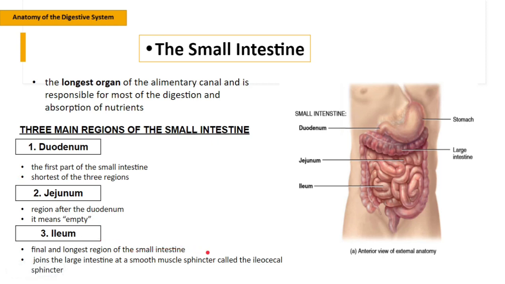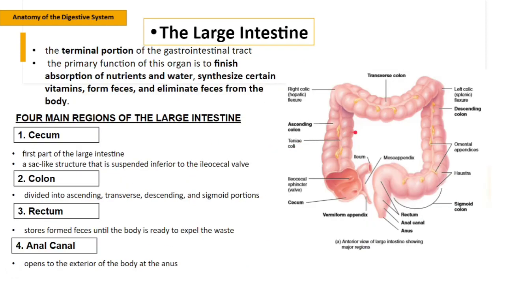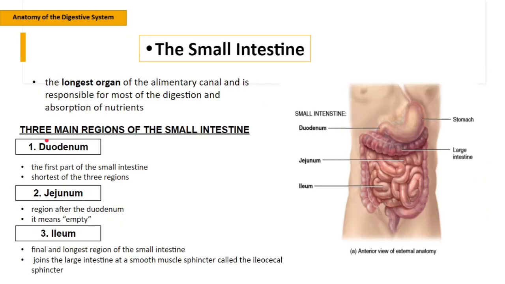And then, first part ng ating large intestine is cecum. So, diba, from ileo to cecum. Kaya ileocecal sphincter. Kaya dun siya nagmumula.